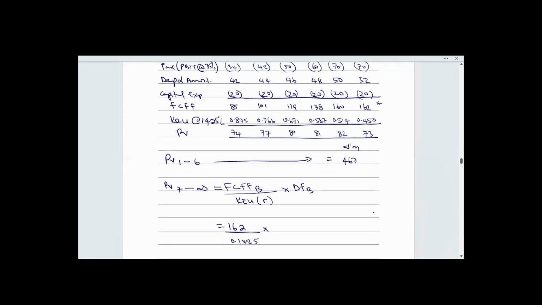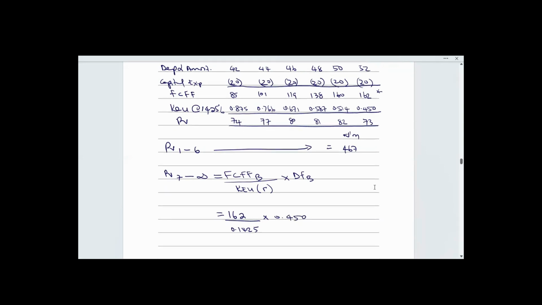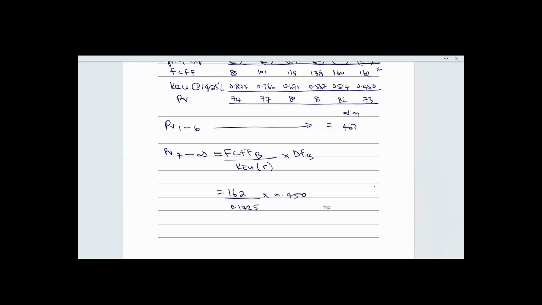The discount factor of year 6 is 0.4450. Therefore, what do you have as the present value of that? So I would then say 162 divided by 0.1425, multiplied by 0.45, equals 512. Here is 512.